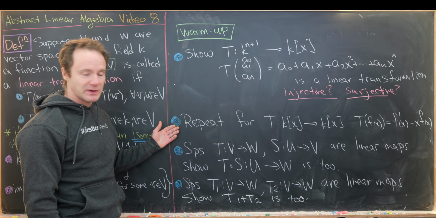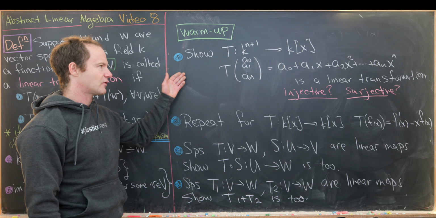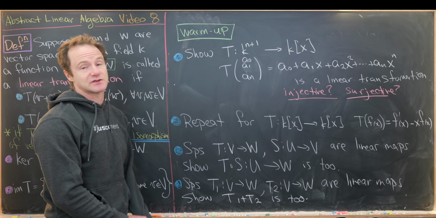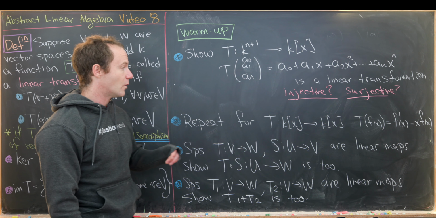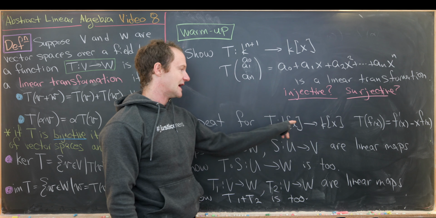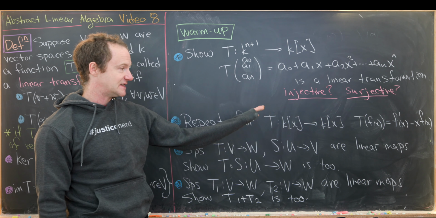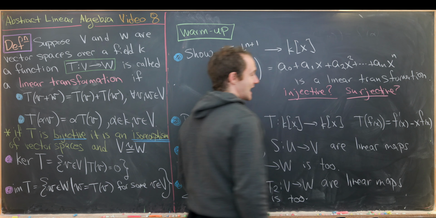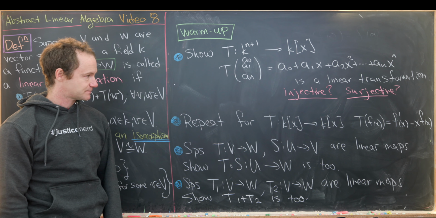So now let's repeat this problem. In other words, decide if it's a linear transformation and answer the injective-surjective question for the map from K[x] to K[x] defined by T evaluated at f of x is f prime minus x times f of x.